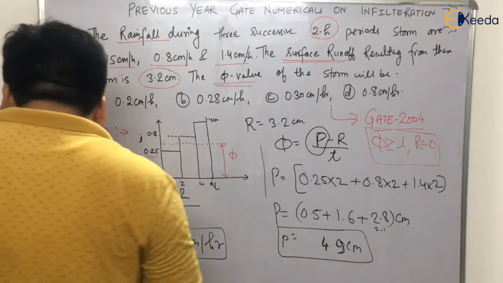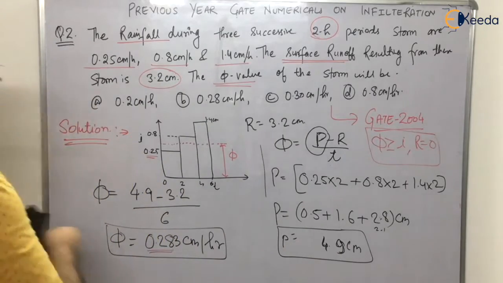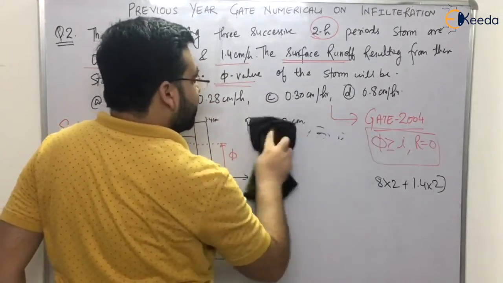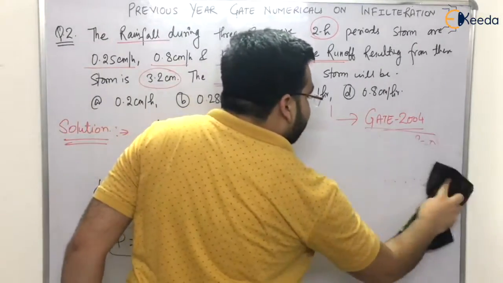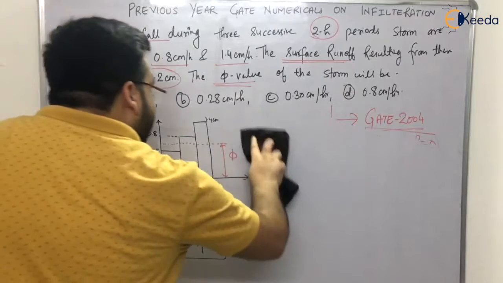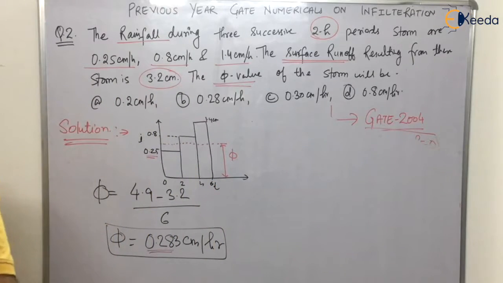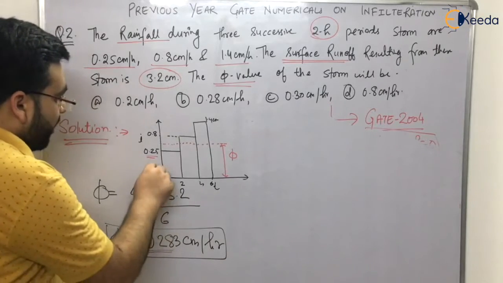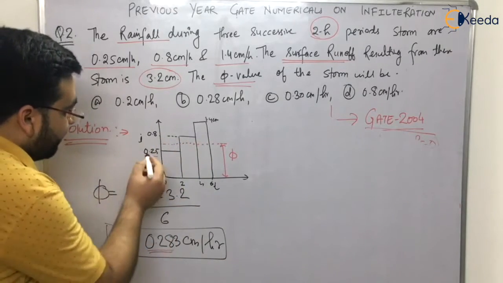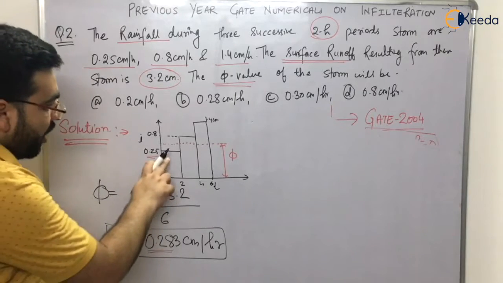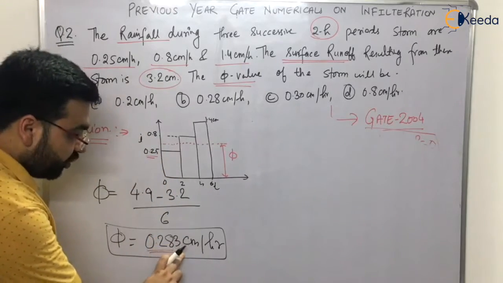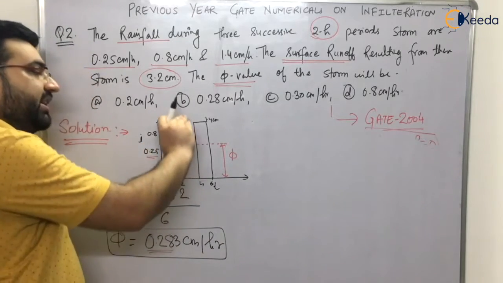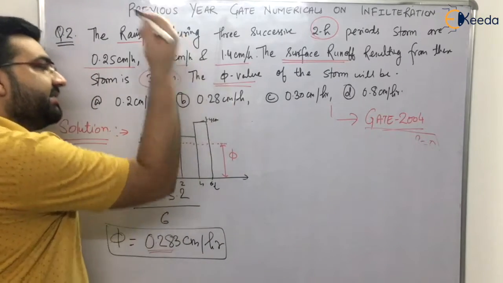How to get the exact value? Now, exact value of phi. Let me rub this. Now to get the exact value of phi, I will take only that precipitation into consideration which is greater than the value of phi, right? So 0.25 will not be taken into consideration. Why? Because it is less than 0.283. So what will be taken into consideration? Only the values which are greater than it, that is, this will be taken and this will also be taken.